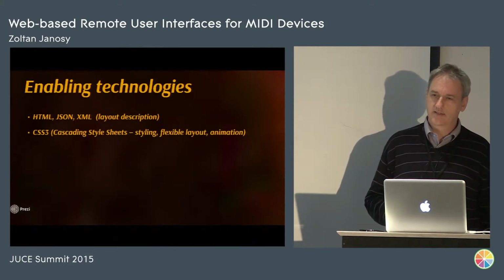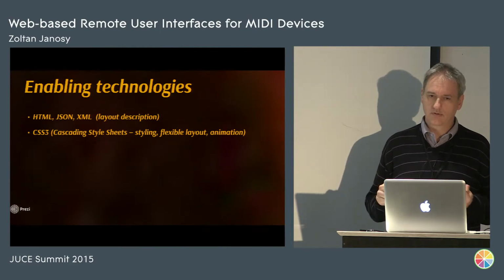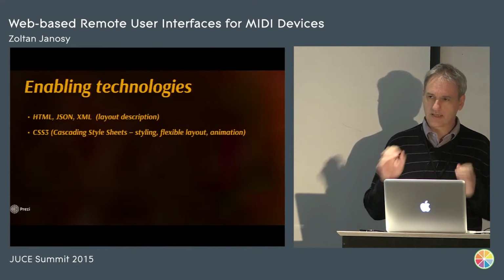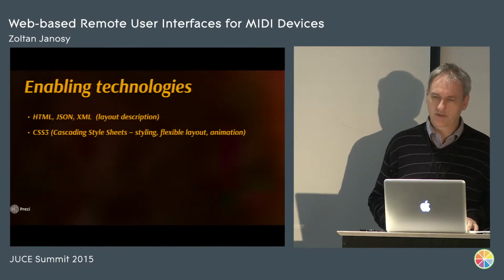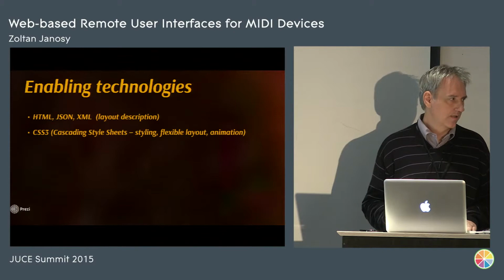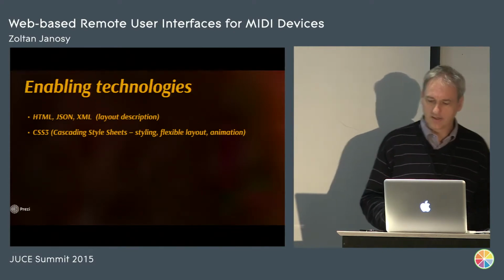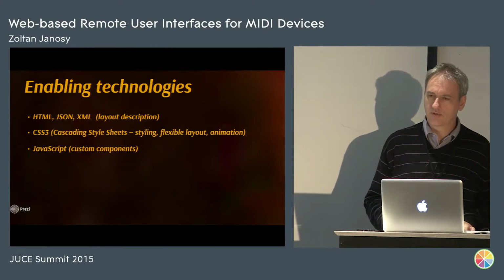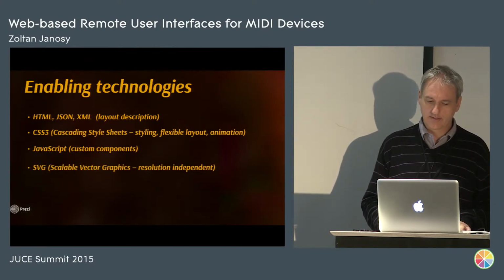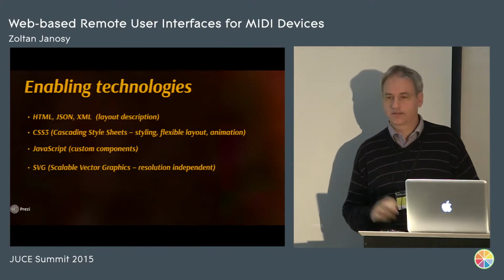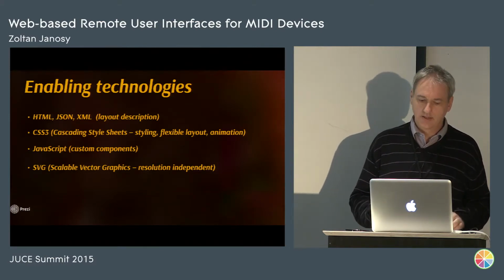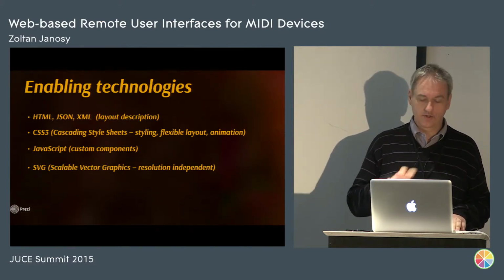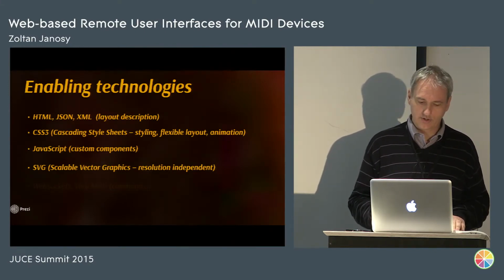CSS3 also adds flexible layout, so you don't have to write your resize method, and you don't have to write any code, because everything is done automatically. It can be used to add animation, and all parameters can be animated just with a couple of lines. Then JavaScript can be used, of course, for adding custom components. SVG is a scalable vector graphics format, which is ideal for resolution-independent graphics. And it can also be styled just the same way using CSS like HTML.